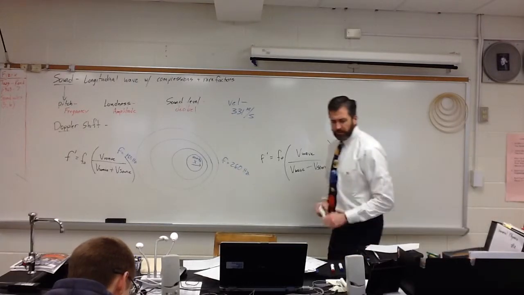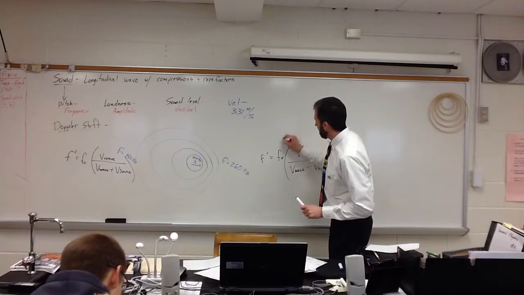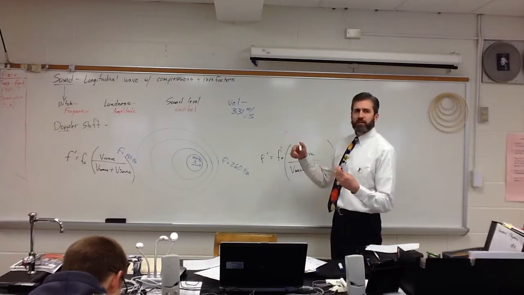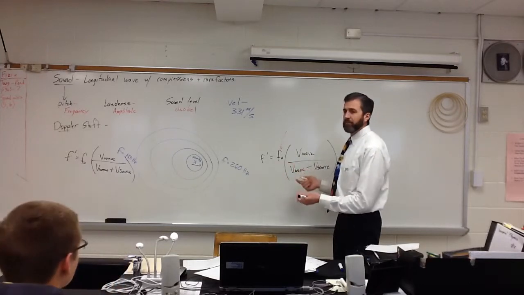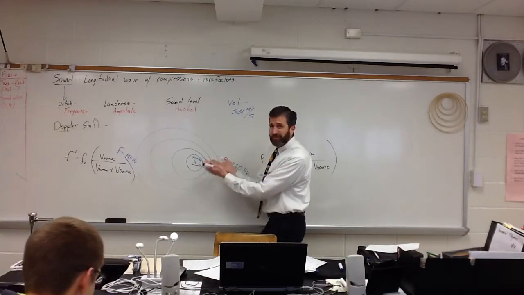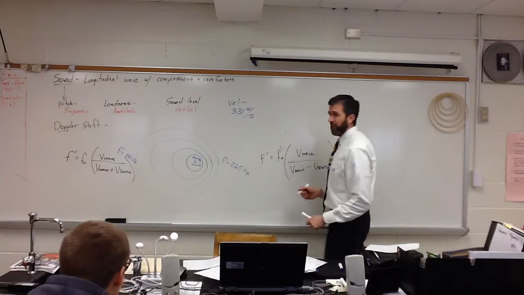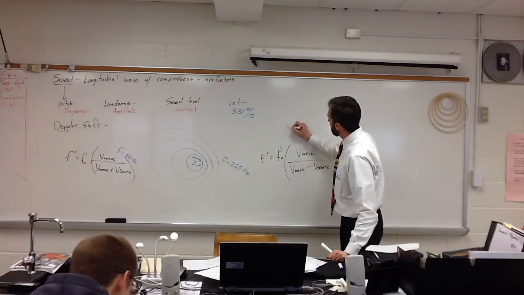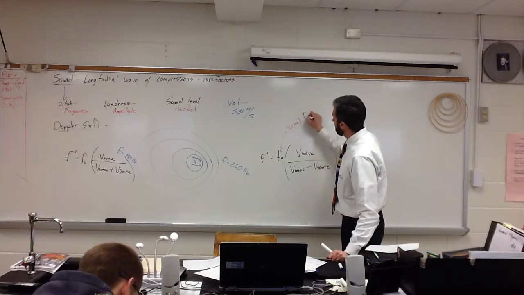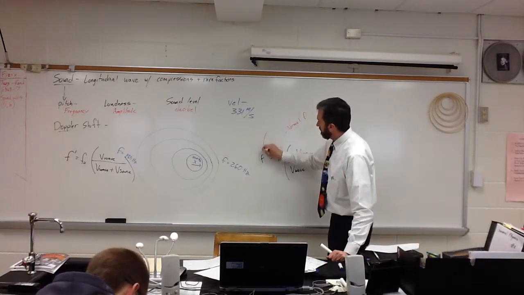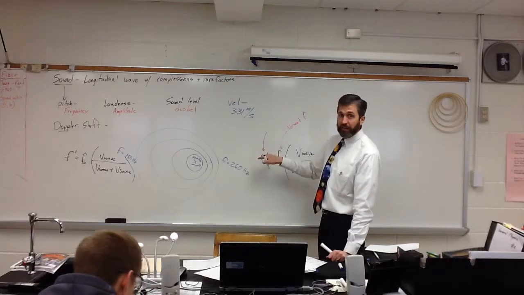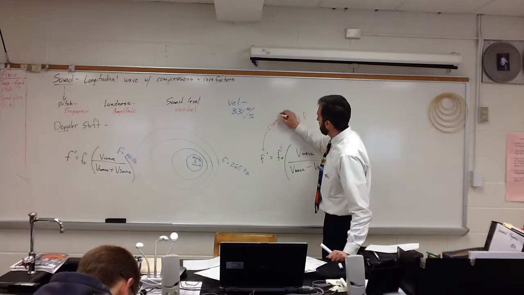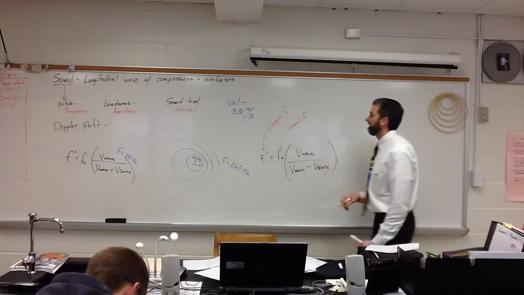Alright, so, here's the equation. What does it mean? Let's label these real quick. This is the initial frequency, the frequency that the thing making the sound is making if it weren't moving. What do you want to call it? The normal frequency? This is the frequency you hear because of the Doppler shift. So this is the changed frequency. You can call it something else if you want.